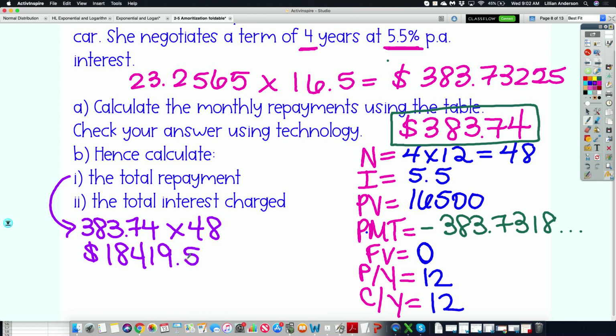18,419.52. Now, is that 5.2 or 5.3? No, it's only 5.2. It just ends there. It ends at 5.2? Yeah. Okay, since it ends, and it's probably because we only did 2 decimal places, then it's going to be that. Yep, okay, very good.